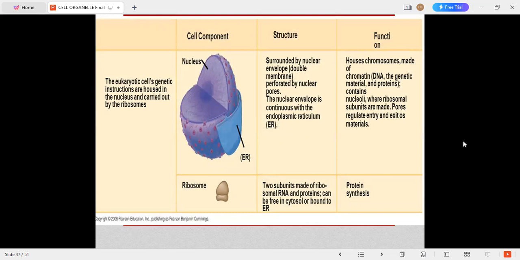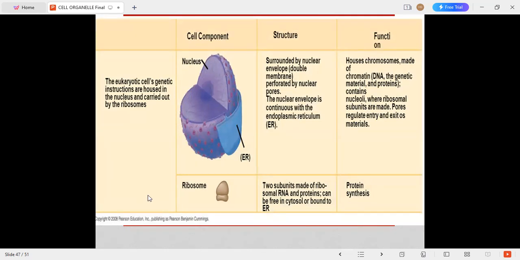What is the function of the nucleus? It houses the chromosomes made of chromatin, DNA, the genetic material, and protein, and contains nucleoli where ribosomal subunits are made. The nucleus also possesses pores. Pores regulate the entry and exit of materials in and out of the nucleus.